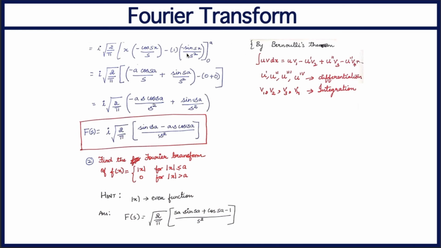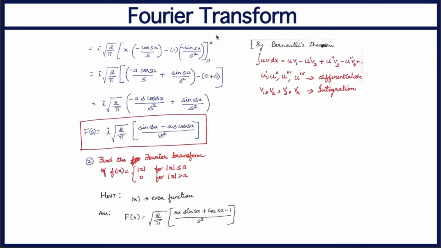u v1 minus u dash v2. What is the differentiation of x? It is 1. And what is the integration of cos sx? Integration of cos is sine. So here you have a negative sign. I'm writing it here: minus sine sx divided by s will be there. s into s will become s square.